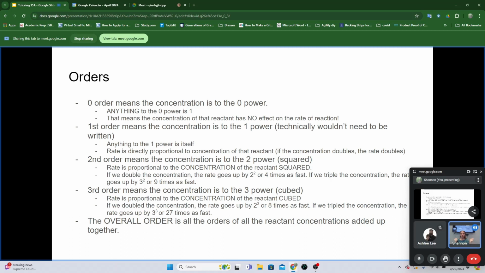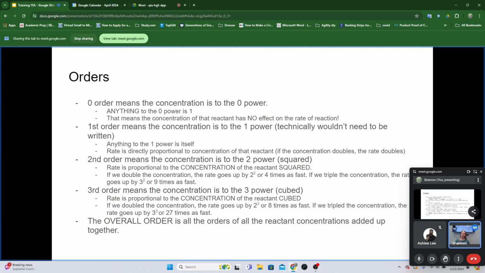It doesn't matter how much vinegar I add to my baking soda. I don't know what the reaction orders are on those, but the reaction will proceed at the same rate, okay? Or what concentration, shouldn't say how much, what concentration of vinegar, the reaction will proceed at the same rate, okay? A first order means that that concentration is to the 1 power in the reaction rate equation, and you wouldn't have to technically write the 1, right? Because we don't usually write exponents of 1. And anything to the 1 power is itself.